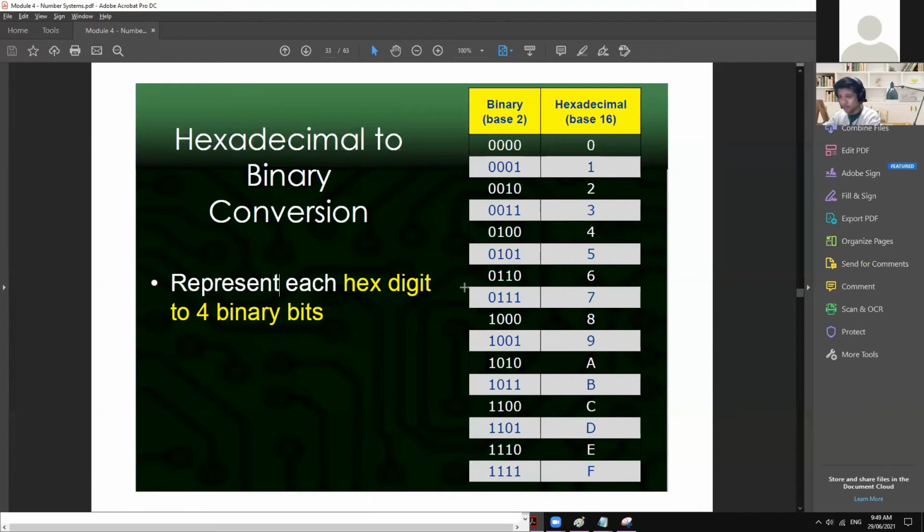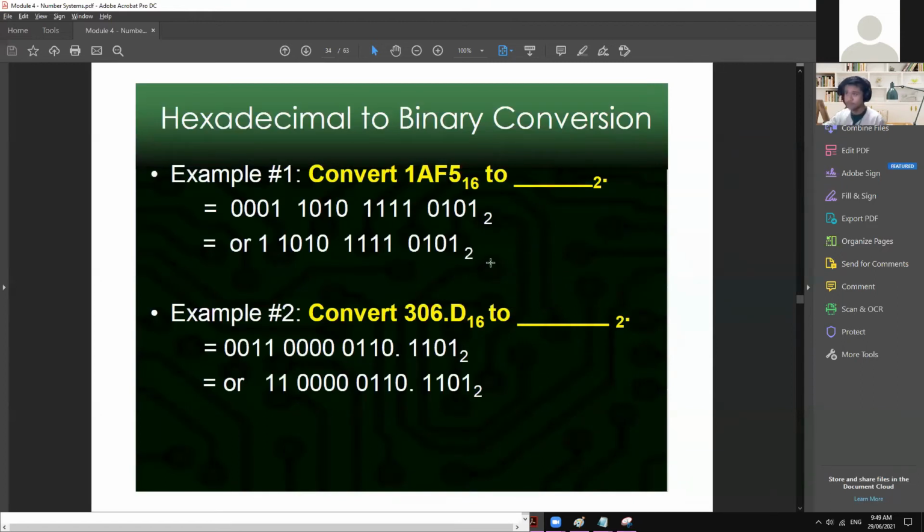Now, for you to be able to understand this one, let's have an actual example. So this character is 4-bit, another character which is F is 4-bit, another character is 4-bit, another character is 4-bit. So if we have 4 characters, then just multiply that one by 4, and that's the total bit number that you will have as your final answer. So 4 times 4 is 16. So if you're going to count this one, we have 16 characters. To start with, you can start either on the left side or on the right side.